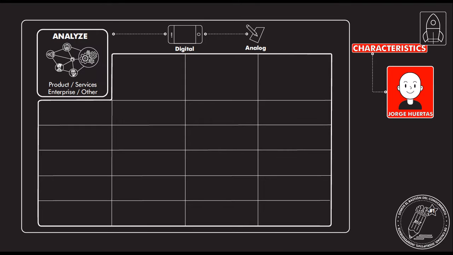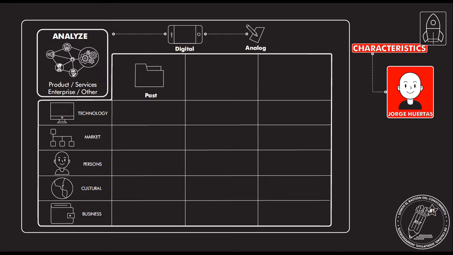So this is the matrix, and in this column we will analyze five aspects that are very important: technology, market, persons, cultural, and business. We start with the past. If we want to make a projection, we need to know the roots, we need to know the past. So we need to find information to know what happened before in each one of these aspects.